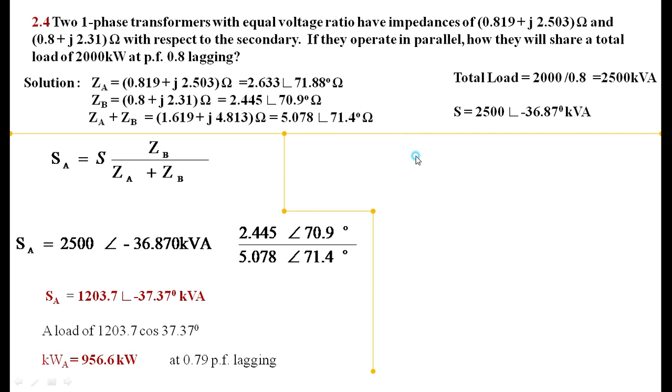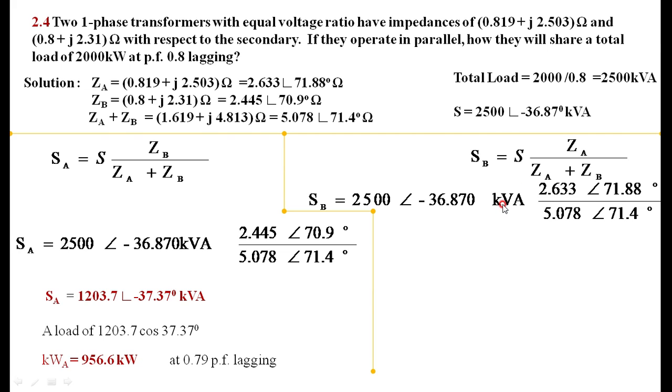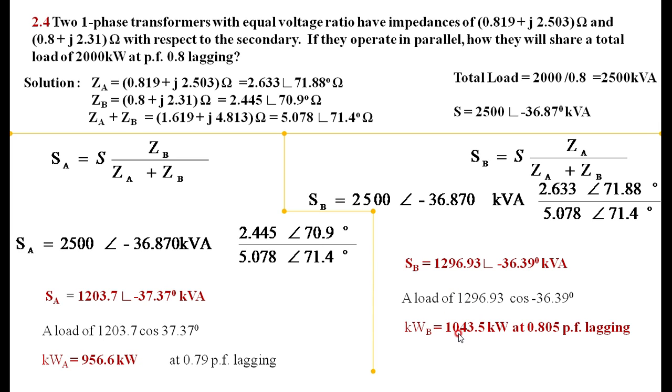Similarly, for the load shared by the transformer B, SB is equal to S into ZA divided by ZA plus ZB. Once again, you have got all the data, you just have to substitute, then find out the value of SB. SB you are getting 1296.93 with an angle of minus 36.39. Then once again you convert that into kilowatt, what you are getting is 1443.5 kilowatt at a power factor of 0.805 lagging. You are getting the answer.